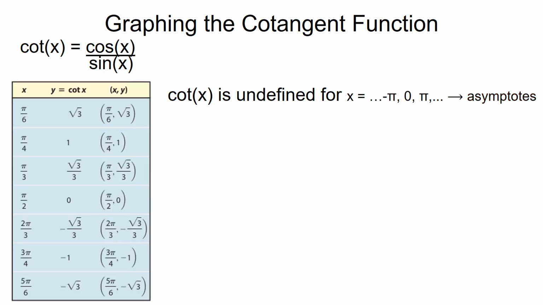Knowing this, we choose the interval 0 to pi to find values of cotangent of x, and we evaluate the function at selected values of x within this interval, the ones for which we can easily find the cotangent. The values of x we've chosen, along with their cotangents, are listed in the table on the left.